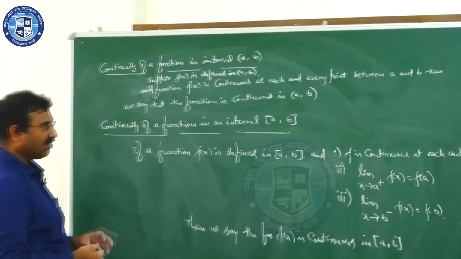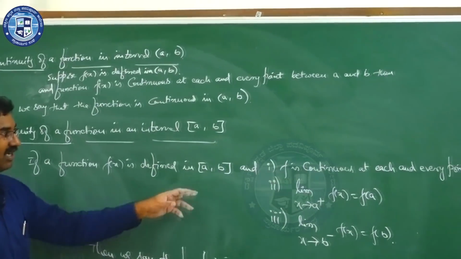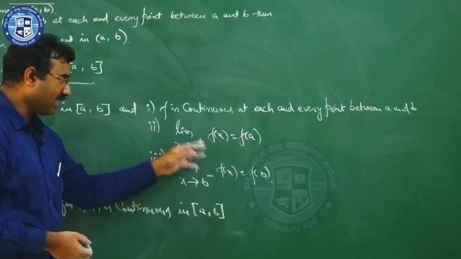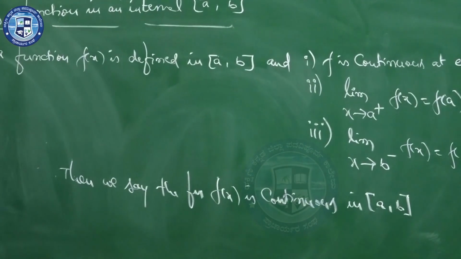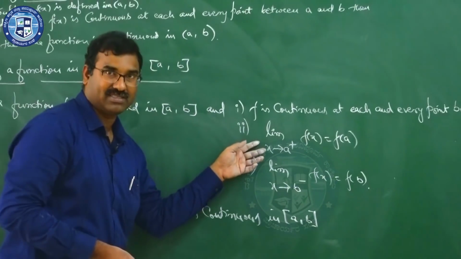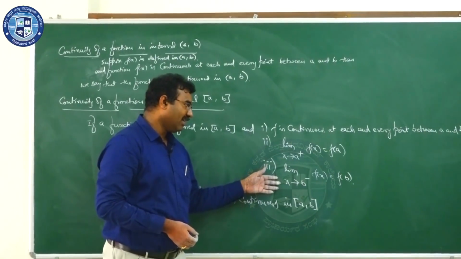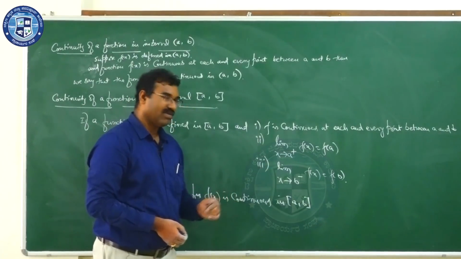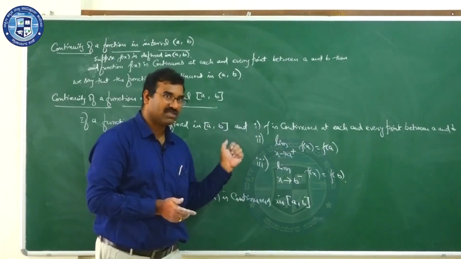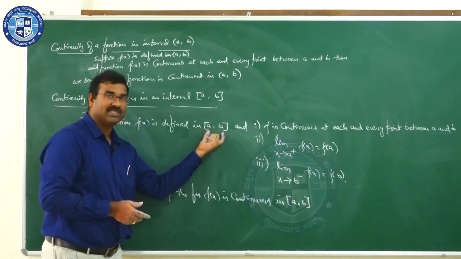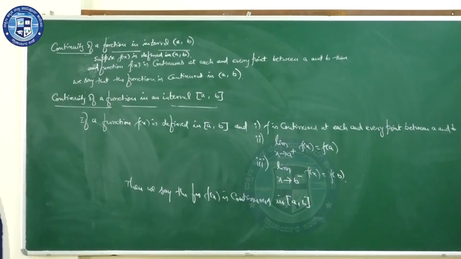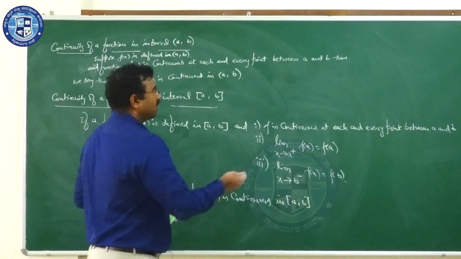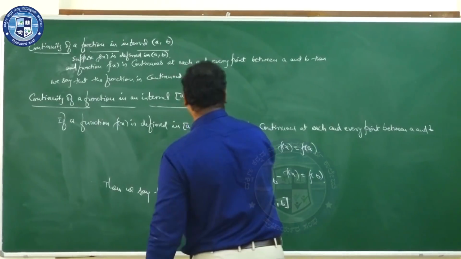And continuity of a function in closed interval [a, b]: if a function f(x) is defined in closed interval [a, b] and f is continuous at each and every point between a and b, and limit x tends to a plus, f(x) is f(a), limit x tends to b minus, f(x) is f(b), then we say that the function f(x) is continuous in closed interval [a, b]. Here we can call this right continuity at a, and in higher classes you study this as left continuity at b. Don't get confused about why you are considering this, because here you have to work within these limits only, closed interval [a, b] only. So for that I can give one example. Suppose you take a function, one good example I will explain for this.